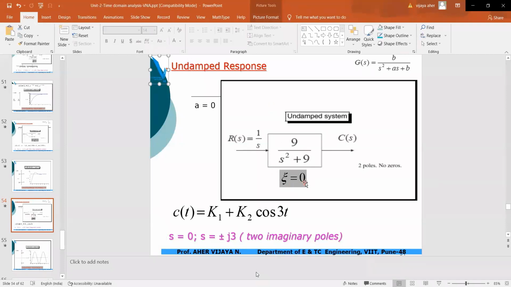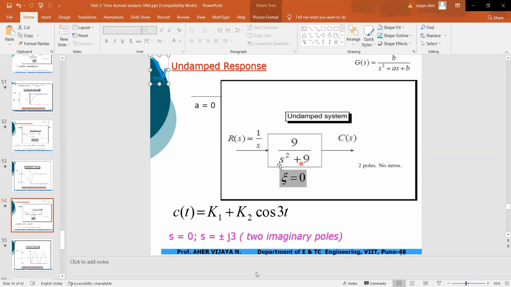When zeta is equal to 0. Now this is the output. C of S is output. R of S is input. R of S is unit step input. Hence R of S is equal to 1 by S. Transfer function for process is given in this block. You can say this is the transfer function for process. So what is the equation for transfer function? G of S. This is G of S. This is R of S. This is C of S. Okay. So C of S, we are writing equation for C of S is equal to 1 by S into 9 divided by S square plus 9.